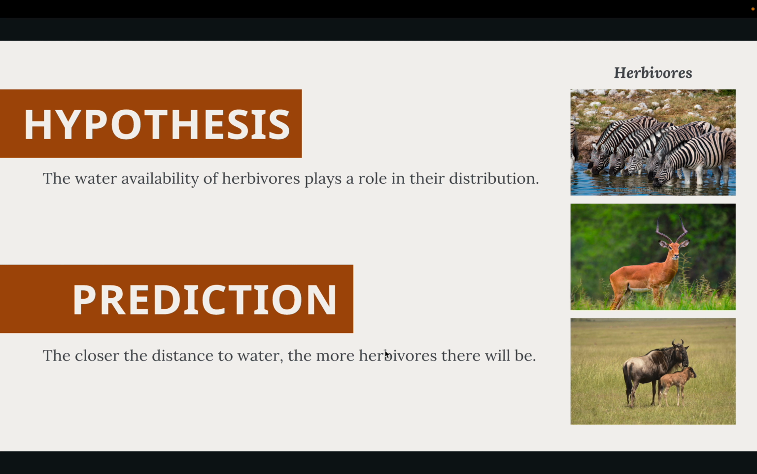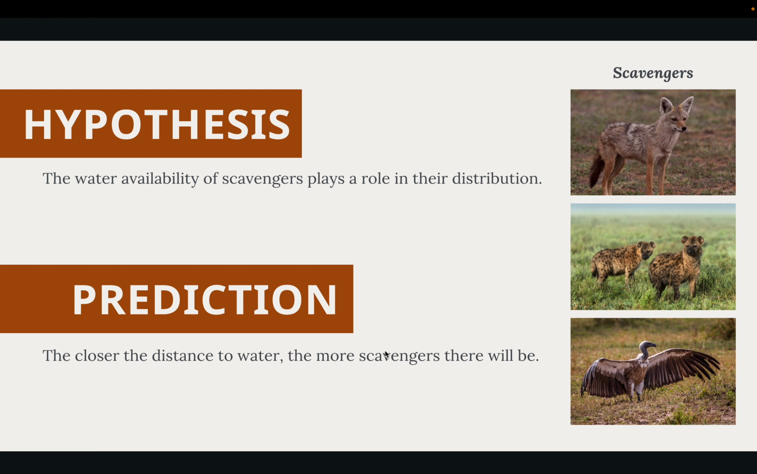and wildebeest. The same hypothesis, water plays a role in distribution, is made for the scavenger, as well as the same prediction that the closer the water, the more scavengers there will be. However, this hypothesis is looking only at the data of jackals, spotted hyenas, and vultures.